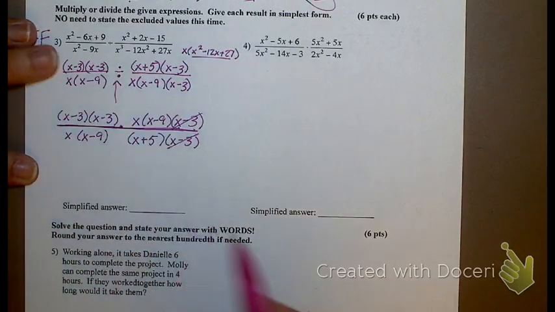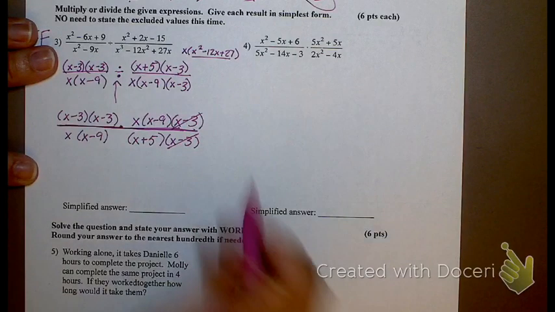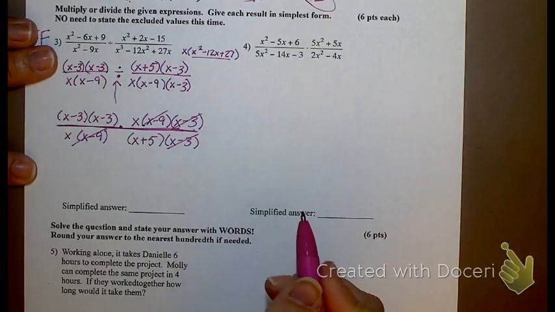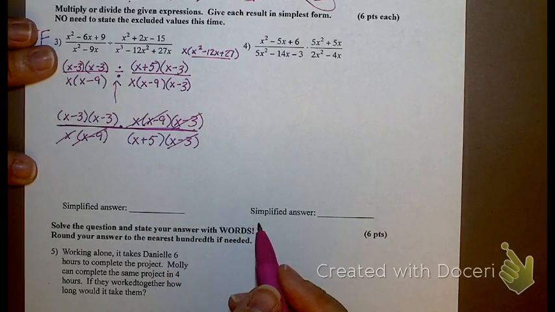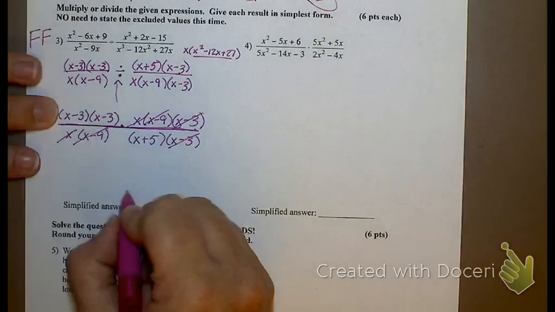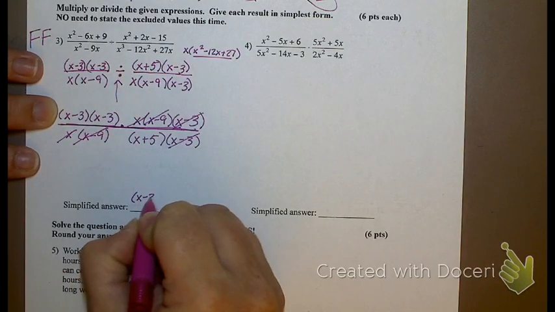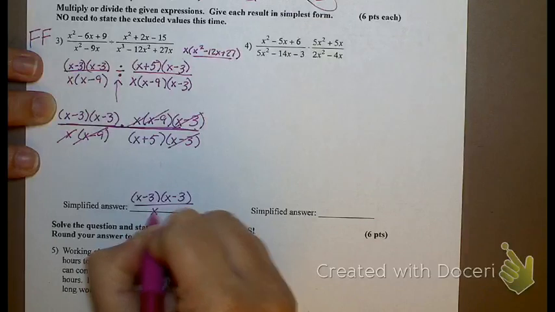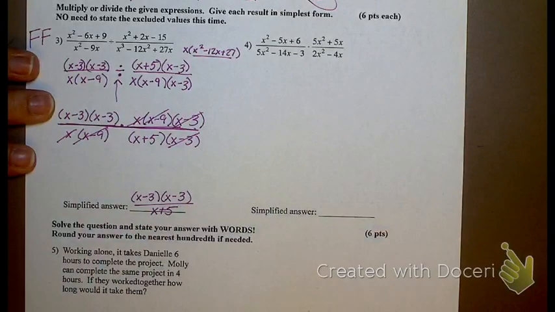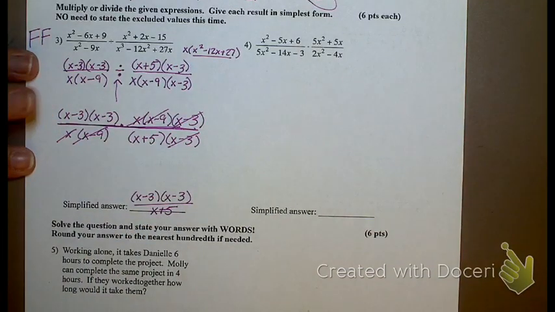All right? What else can I cancel? X minus 9. Anything else? X. And I think that's it, right? So I could write my answer as x minus 3 over x plus 5. Or I could call it x plus 3 squared over x minus 5. Any of those that mean the same thing.